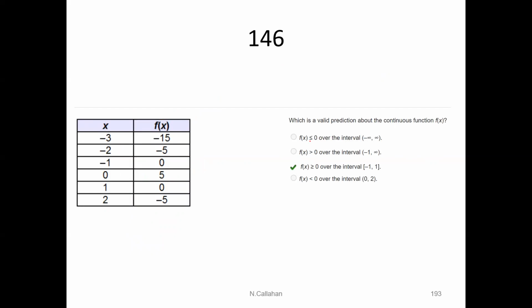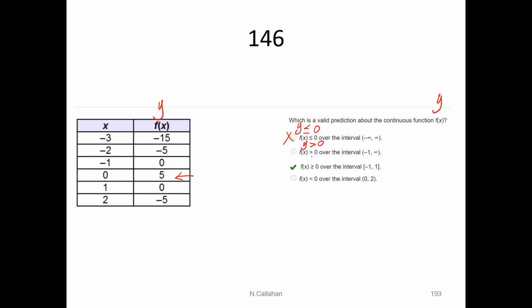Which one is a valid prediction about the continuous function f of x? F of x is just y. This one's saying the y value is less than or equal to 0. Are all the y values smaller than 0? No, because I have bigger numbers like 5 right there. That's bigger. Here it's saying y is bigger than 0.